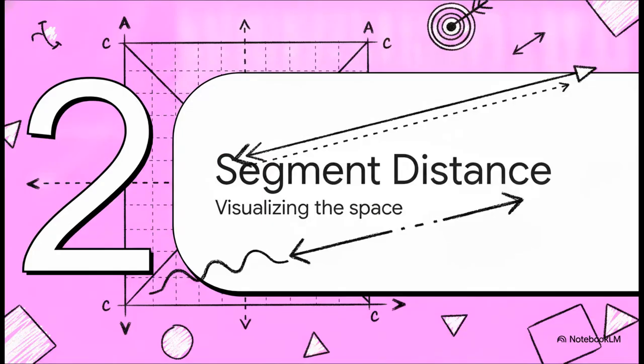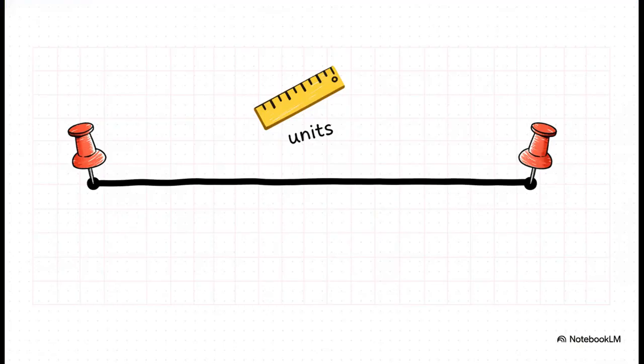Section 2. Modeling segment distance. Now that we have our target, let's model this with a clearly labeled practice segment. We've got endpoint A at 2, 4, and endpoint B at 8, 4. Remember, that first number, the x-coordinate, tells us our horizontal position, how far left or right we are. The second number, the y-coordinate, is our vertical position. Oh, and when we talk about distance here, we're measuring it in units, where a single unit is just one standard grid square on our plane.